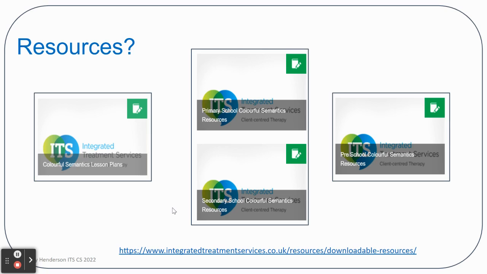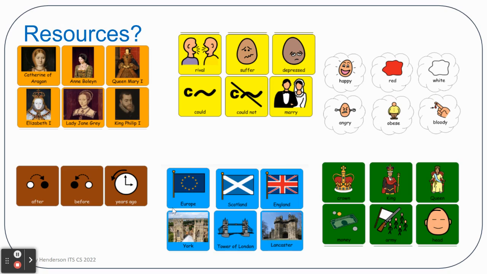You can also purchase the primary school or the secondary or the preschool Colourful Semantics resources. These all include different work packs of symbols for different curriculum areas. It could be focused on a book, such as the Gruffalo or Dear Zoo. It could be focused on an event in the calendar, Christmas, Diwali, or it could be more curriculum-based topics. There's also support for home and school. And this is what it might look like.